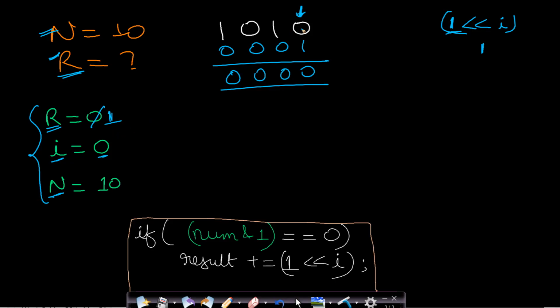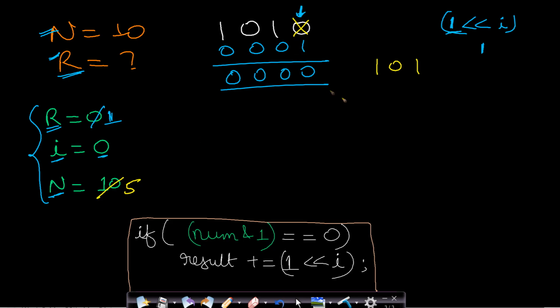Now since you have processed this value, you will have to right shift the number so that you can process other bits. So I will just right shift it by 1 bit, so this will be gone. Now your new number representation is 101. So your value was initially 10 and it is now 101. So this will be equal to 5.